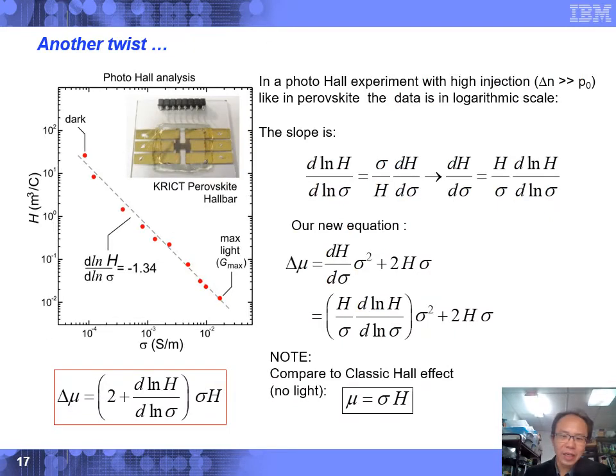And interestingly, there is another form of this equation for delta mu. You could also express it in the logarithmic form as shown over here, which again you could derive by yourself. And this is relevant to use when you try to analyze the data in perovskite as shown over here.